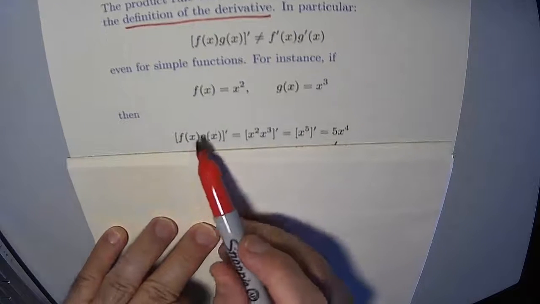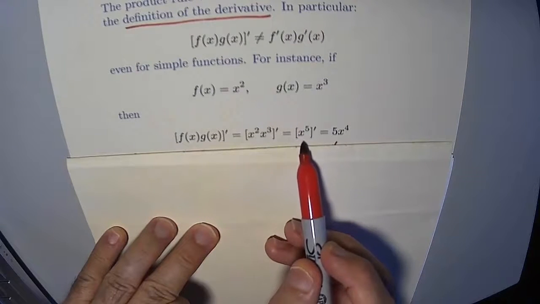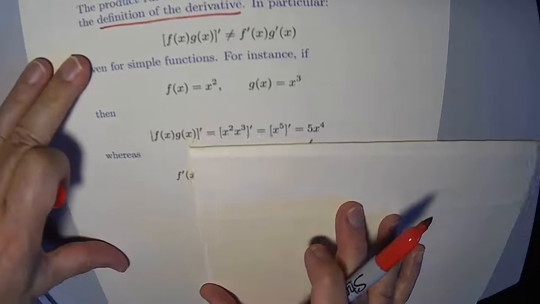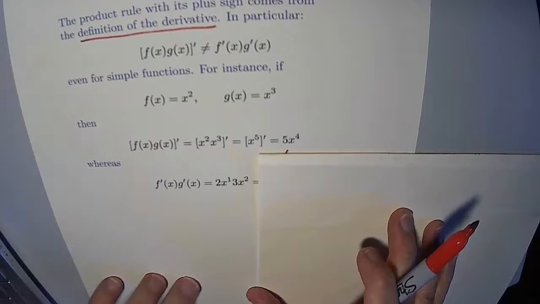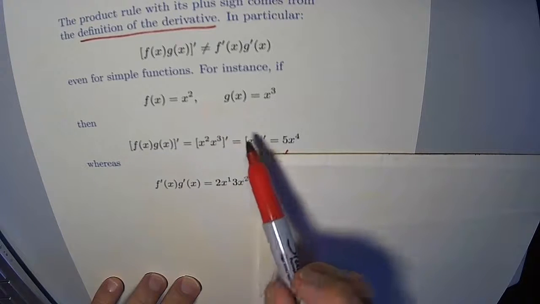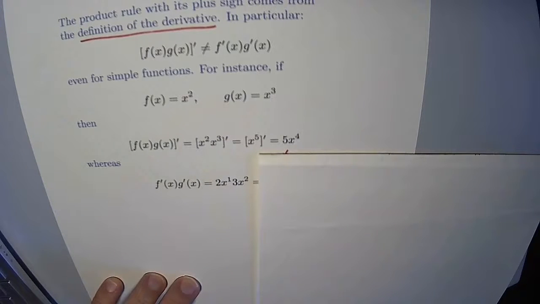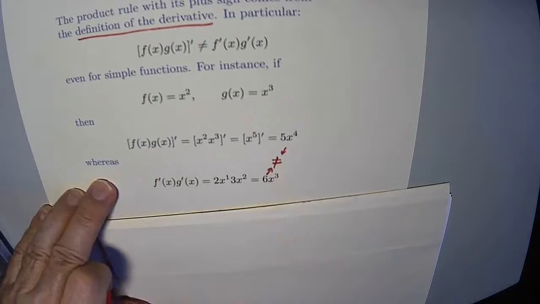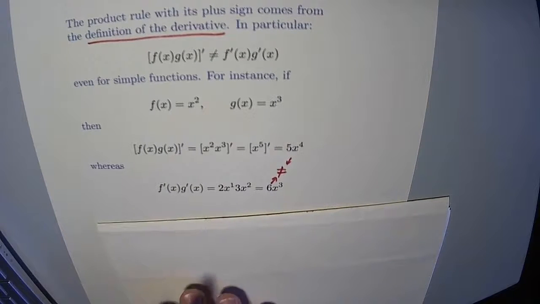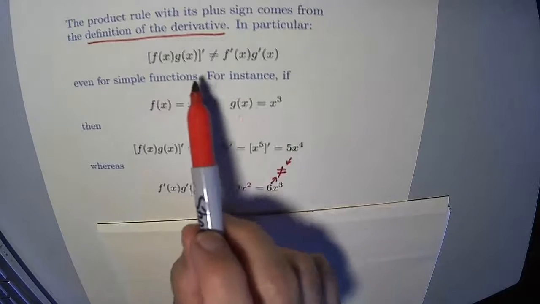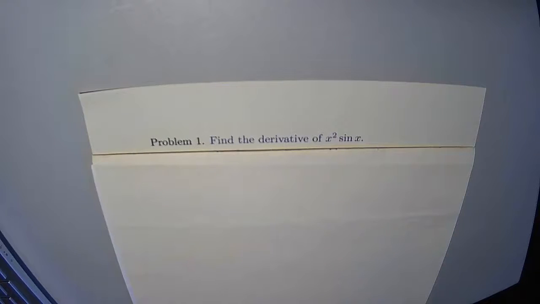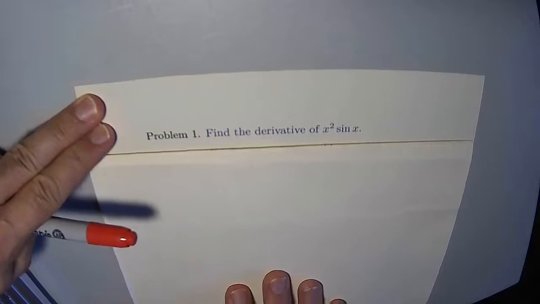If I take f times g, I get x to the 5, and derivative of that is 5x to the 4th. And on the other hand, if I take the derivative of f, that's 2x, derivative of g is 3x squared, and the result is 2 times 3, 6x cubed. And we see that 6x cubed is, of course, not equal to 5x to the 4th. There are functions f and g that give us equality here, and I'll talk about that also in a separate video. Alright, now let's solve some problems using the product rule.